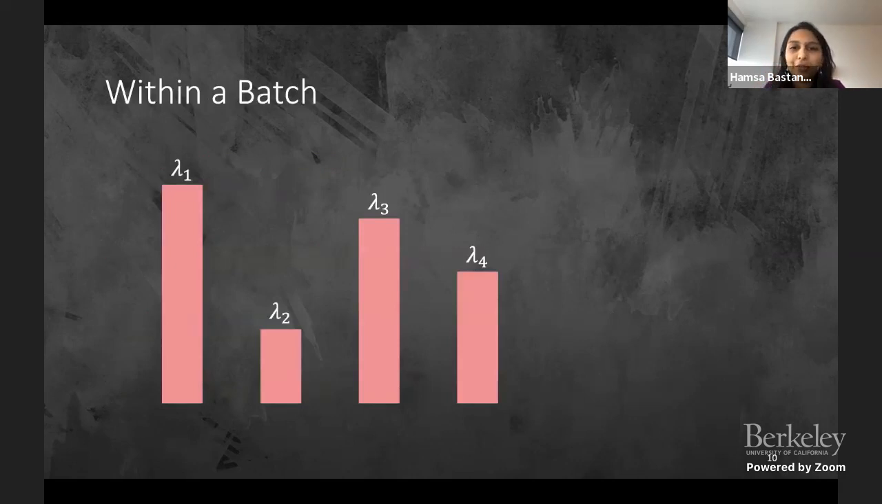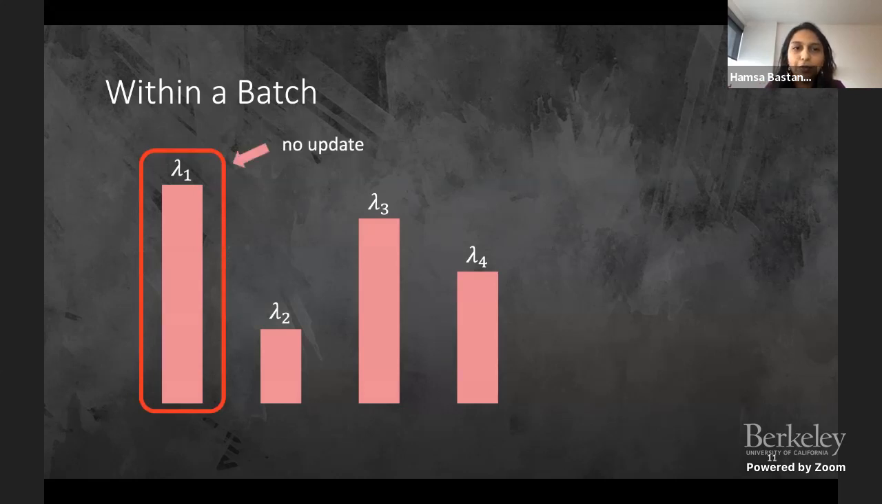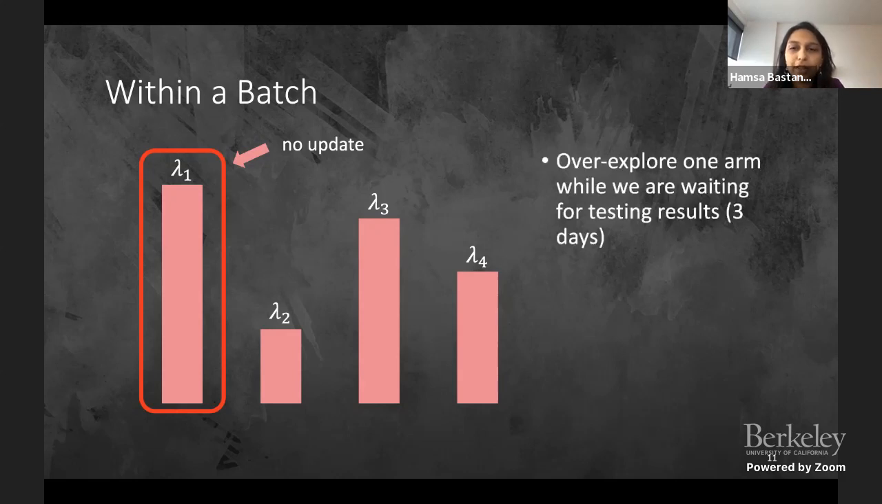So if you were to naively go ahead and implement this optimistic Gittins index algorithm, here's what would happen. I have 4 arms here. I've computed the optimistic Gittins indices. Arm one looks the riskiest, so I'm going to allocate a test to a passenger from that location. But then, of course, I don't get any updates until 3 days later, right? So what would I do if I were to naively do this? I would just keep on exploring arm one while we're waiting for the testing results, which is clearly a very stupid strategy because I'll just pull a ton of people from arm one. I'll underexplore all the other arms, right?